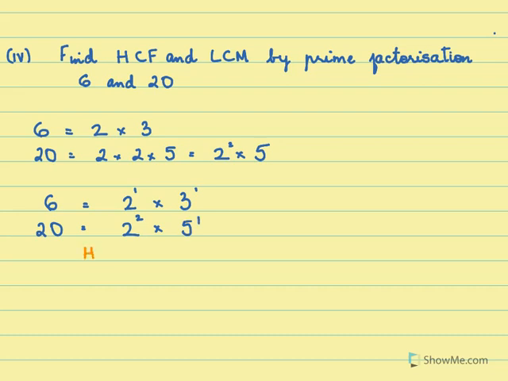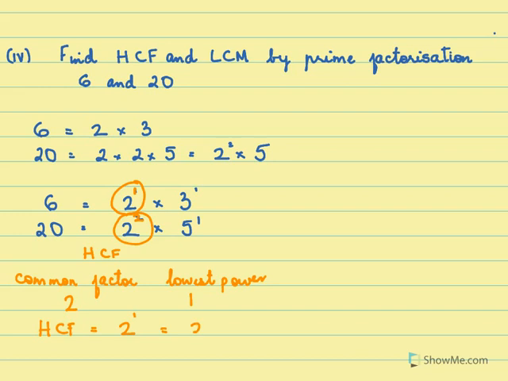Now to find the HCF, we take common factor and lowest power. And if you look up here, the common factor is 2. There is 2 here and there is 2 in the other. So common factor is 2. And the lowest power is here in 6, 2 raised to 1, and this is 2 raised to 2. So lowest power is 1. So HCF equal to 2 raised to 1, which is 2.